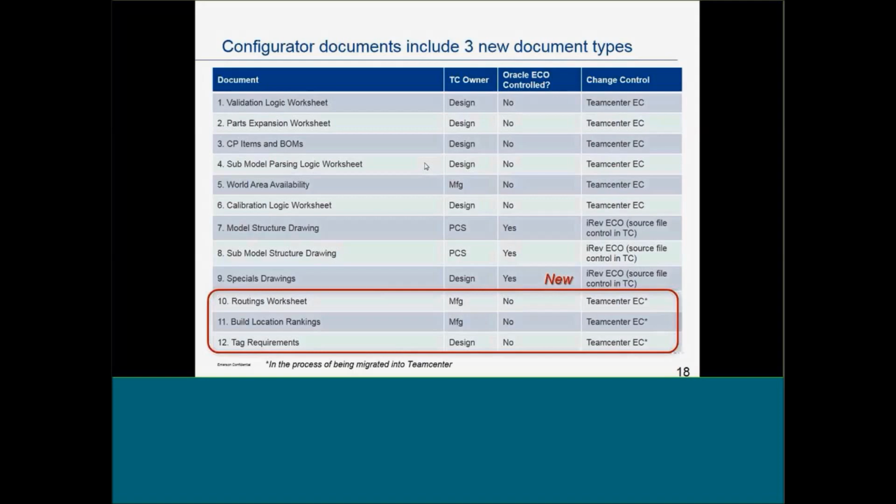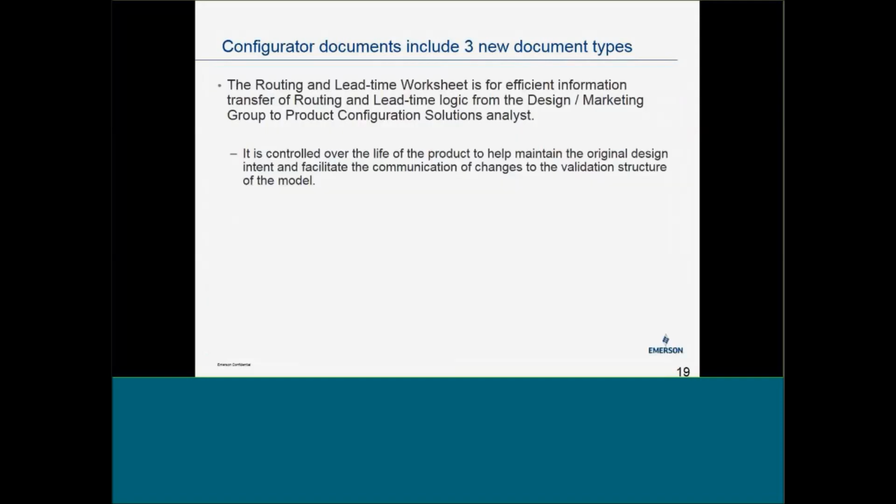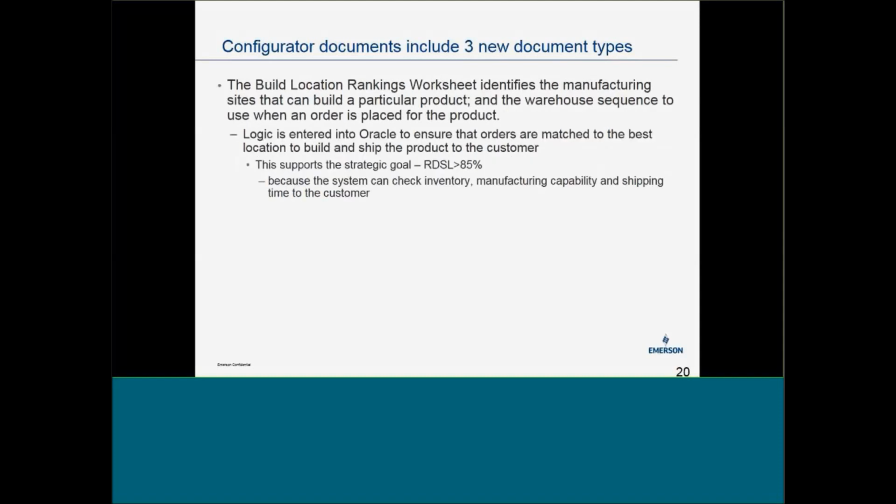So 3 new documents are in scope for the EC process: the routings worksheet, build location rankings, and the tag requirements. The routing lead time worksheet is for the efficient information transfer of routing and lead time logic from design and marketing groups to PCS. The location rankings worksheet identifies the manufacturing sites that can build a particular product and the warehouse sequence to use when an order is placed for the product.